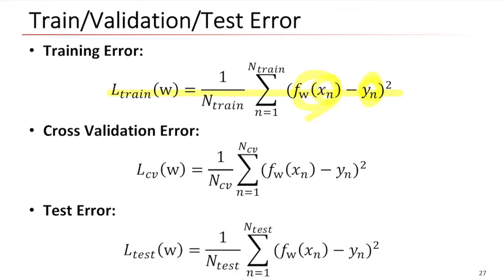Similarly, we can define the cross-validation error and the test error. The main difference is here. We define these three kinds of errors on each set. So this is the training, validation, and test error.